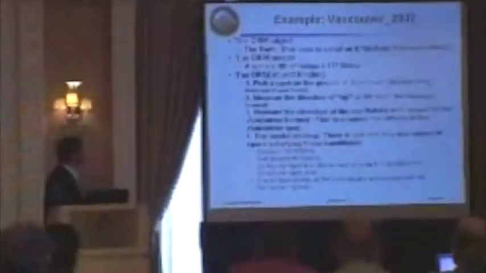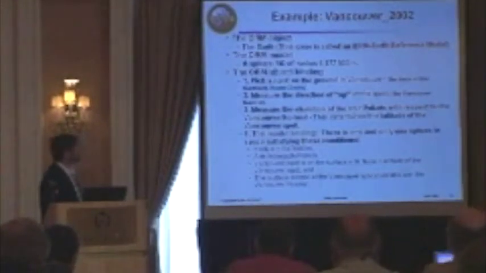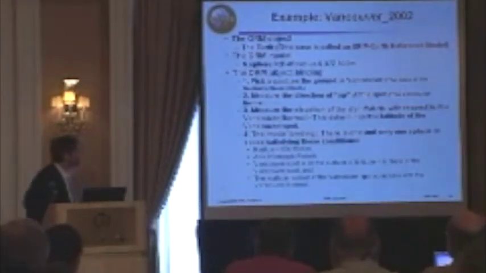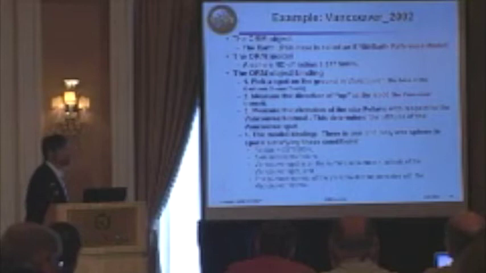When you registered, you all got this map, and you'll find on here clearly marked the location of the Gastown steam clock. So we're going to take the middle front base of the Gastown steam clock, and that is our spot, the Vancouver spot. And then we're going to measure the direction of up at the spot, and that's going to be called the Vancouver normal.